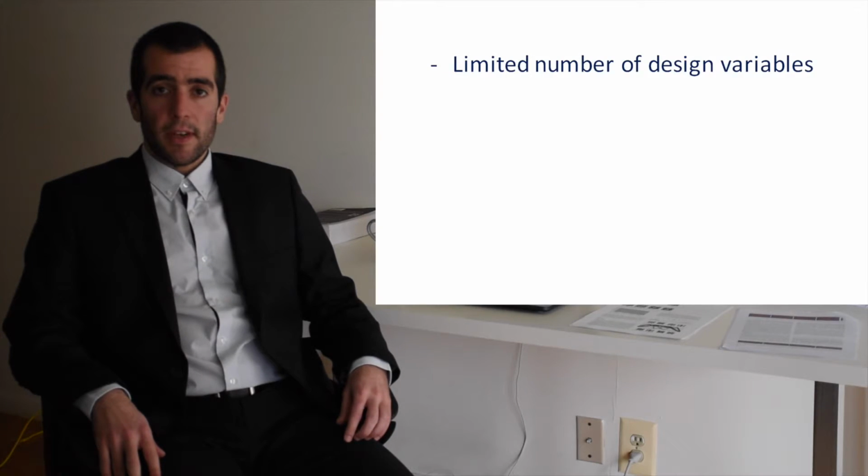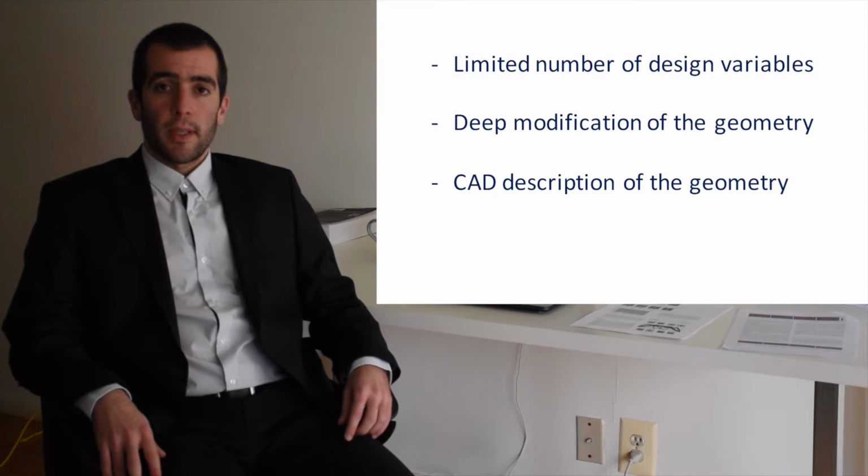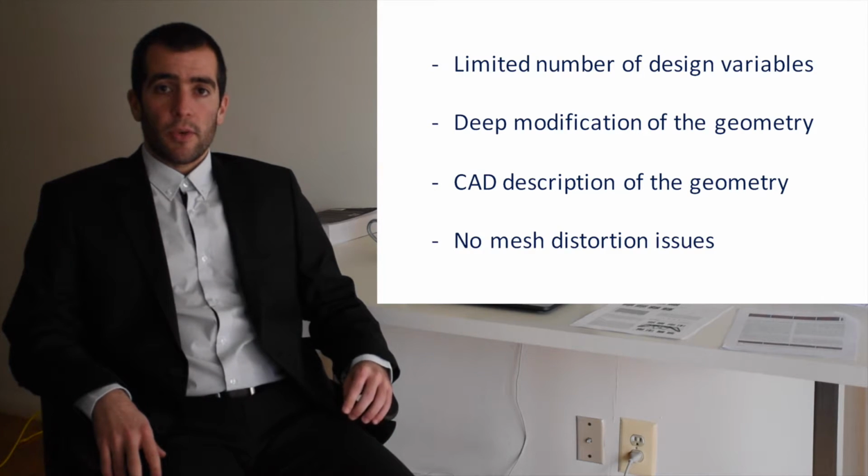This means that we want to have a limited number of design variables, we want to be able to deeply modify the geometry, we want to have a CAD description of the geometry, and we want to avoid mesh distortion issues. These characteristics do not fit with standard types of structural optimization. Therefore, we developed a new approach based on a level set description of the geometry that gathers these characteristics. The level set description of the geometry is an implicit representation of boundaries.